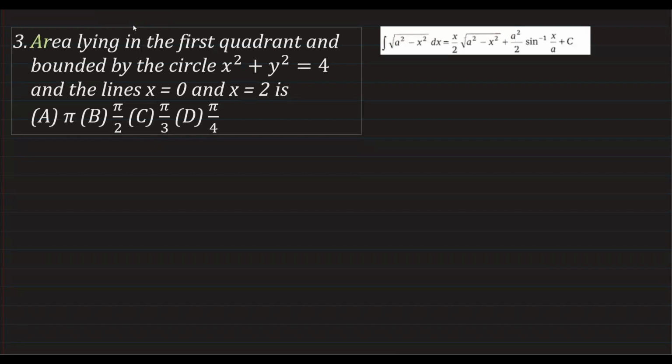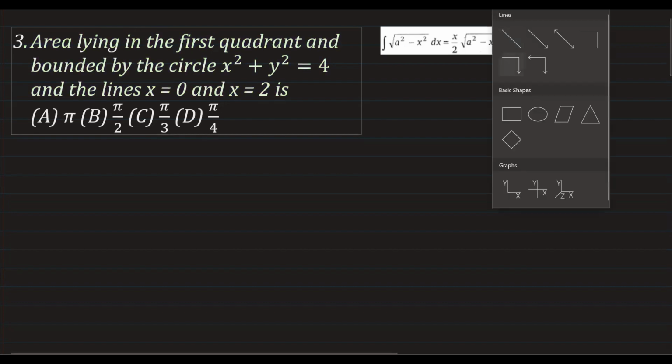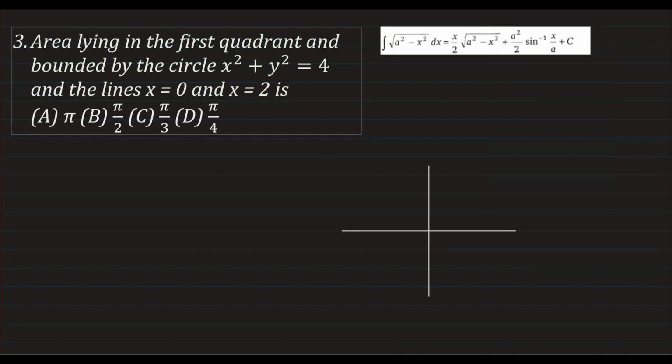The next question is an MCQ, right? So we have to find the area of the first quadrant bounded by the circle, equation of the circle given, and x is equal to 0 and x is equal to 2. So the first thing we are going to do is make a diagram. I made this Cartesian plane first here, and we can see this is an equation of a circle. If I rewrite this equation, it is x square plus y square is equal to 2 square. So clearly here, the center is 0, 0, and the radius is 2.